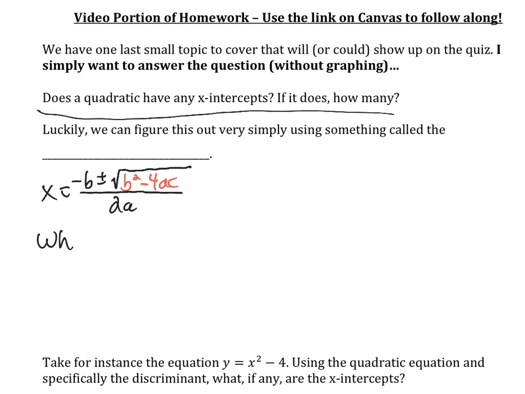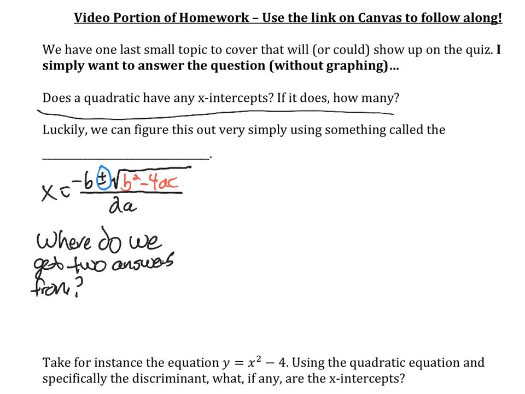The question is, where do we get two answers from? And if you think about the quadratic equation, take a look at this. Take a look at that plus or minus. Notice in one case I'm adding the square root of b squared minus 4ac. In another case I'm subtracting. So where do we get the two answers from?